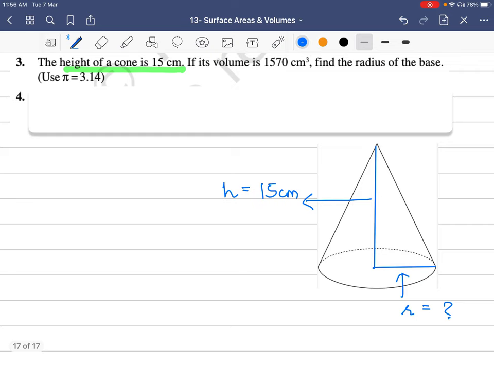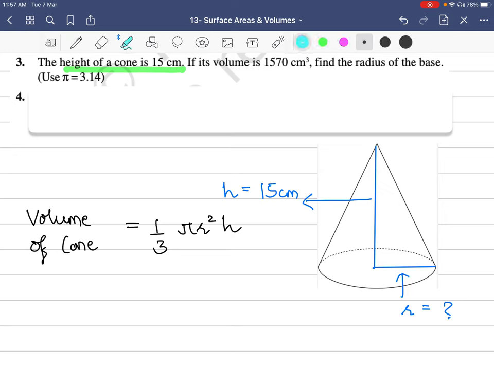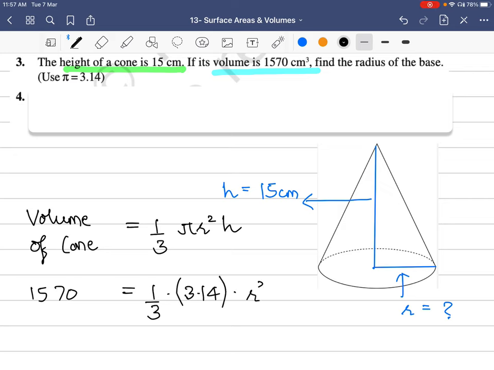Now, what is the formula to calculate the volume of the cone? I'm going to write it down. Volume of cone is equal to 1/3 the volume of a cylinder, which is pi r square h. Now, what is the volume given to us? This is the volume, 1570 centimeter cube. Let's substitute. 1570 is the volume, equal to 1/3 of, and they have told us to use pi as 3.14, so 3.14 into r, which is unknown, so r square into h. h is 15 centimeter, so let's put that 15.